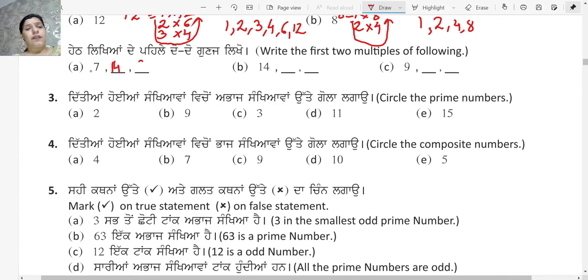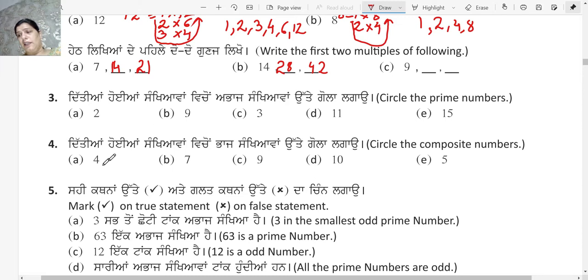Then 7 threes are 21. So these are the multiples. Then in B part you have to write the multiples of 14. 14 ones are 14. 14 twos are 28. And 14 threes are 42. So these are the multiples of 14.